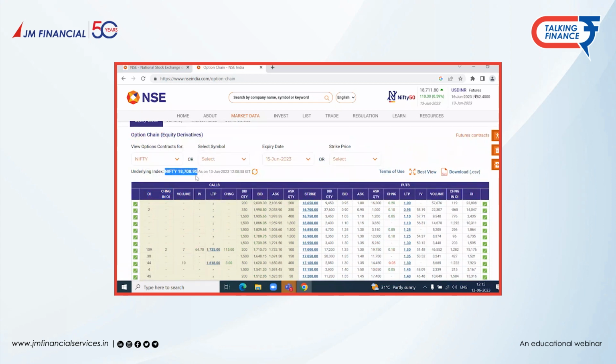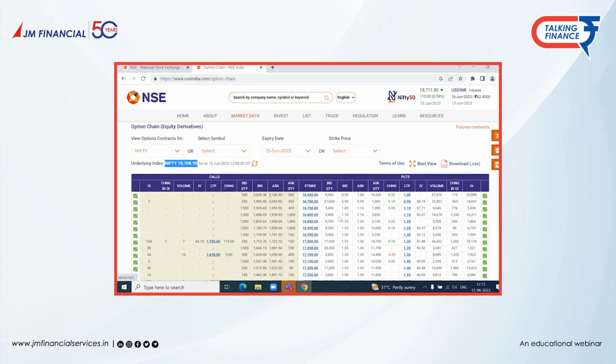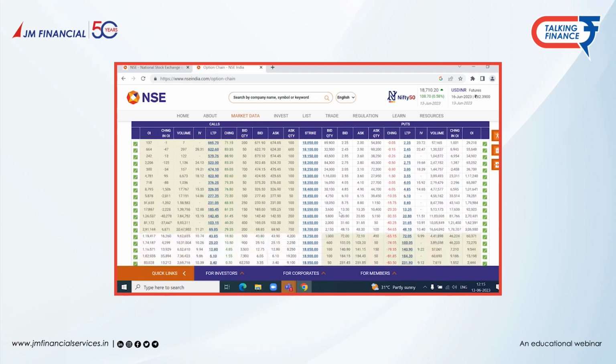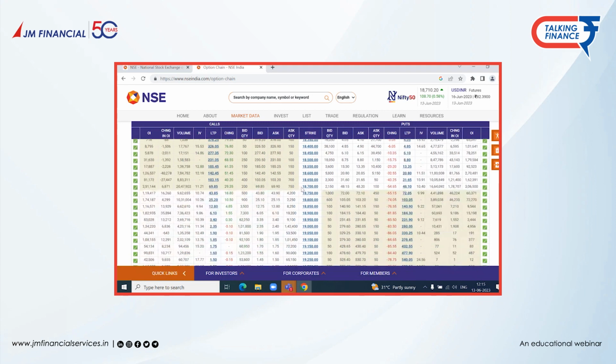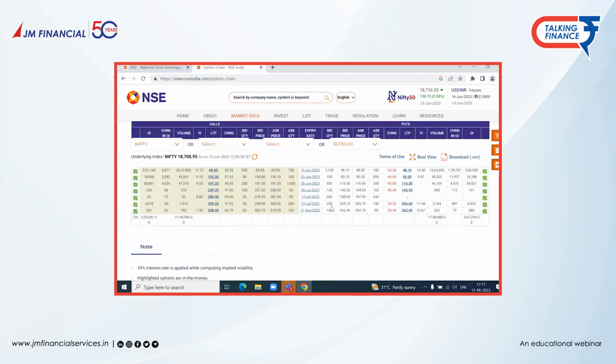18,708. So wherever the spot level is running, we will only look at the two strikes above it, and we will consider the two strikes below it. So if 18,700 is where your spot is, I should consider only this in a particular strike price.